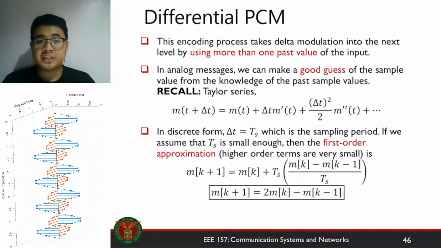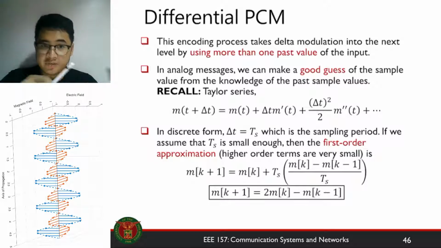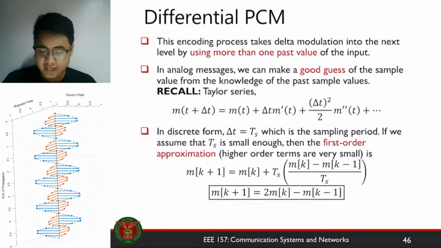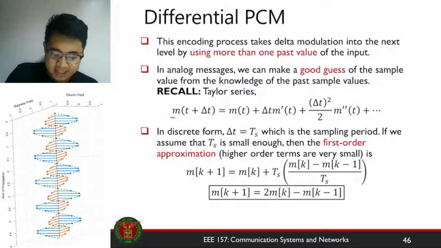Finally, the differential PCM. Compared to delta modulation, the differential PCM does not just use the immediate past value, it uses more than one past value of the input to predict the output of the signal. How does it make a good guess of the signal? It uses the Taylor series, basically. We can predict the output after some time step delta t by using the Taylor series.